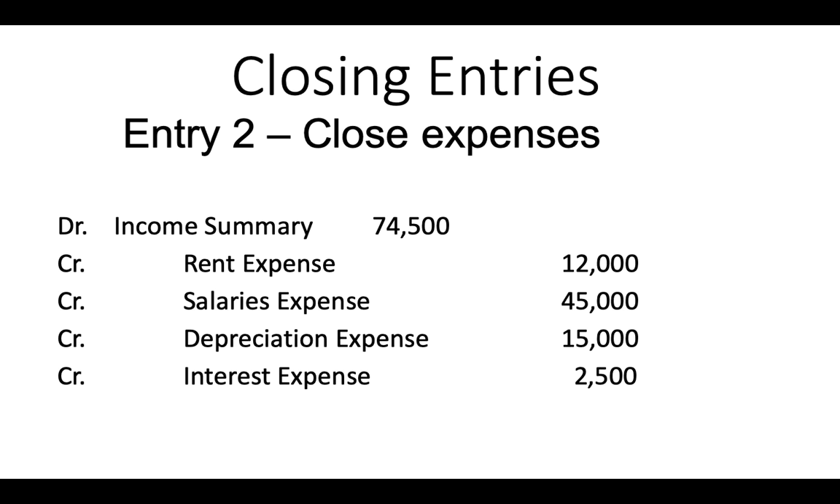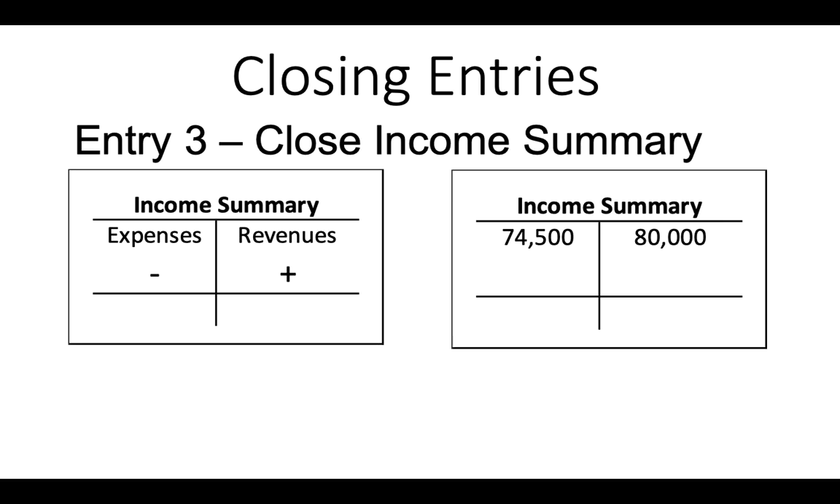So our income summary has been credited 80,000, and it's been debited 74,500. Remember, this is our income summary account. Revenues are credited, expenses are debited. And so this is where it stands right now, where our income summary sits before entry 3, before we close that account. You should be able to look at this account and do some quick math. Take the 80,000 minus the 74,500, and you see that right now we have a balance of 5,500 in this account.